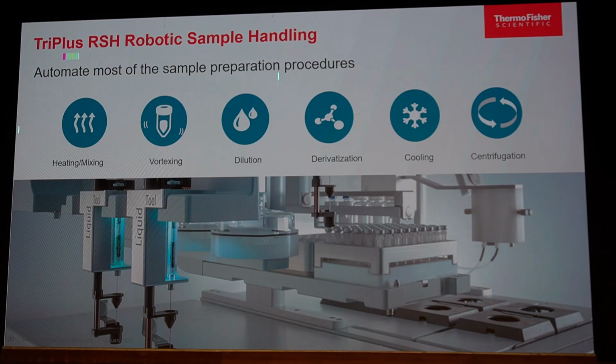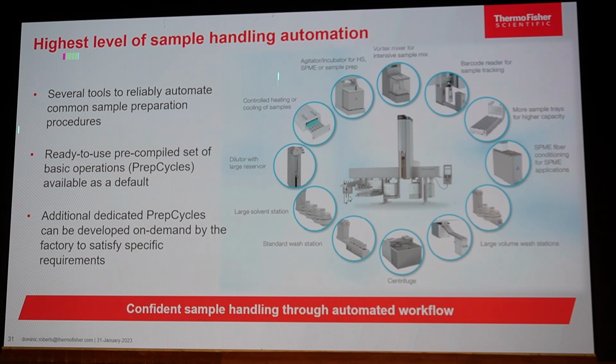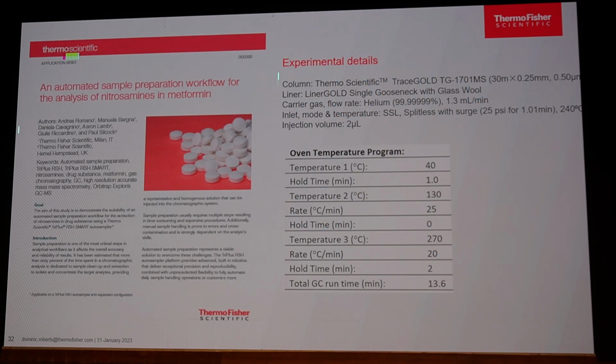So what activities can we do with the automation? We can do heating, mixing, vortexing, dilution, auto dilution. If you want to make a calibration curve, you just program it in such a way that it will prepare all the calibration levels and inject them. You can do derivatization, cooling, as well as centrifugation. And these are the different tools: auto diluter, large solvent station, standard wash station, centrifuge, everything is available.